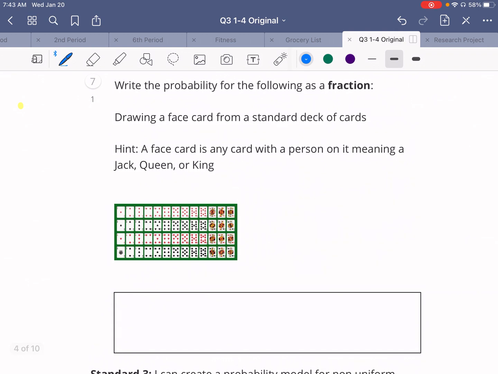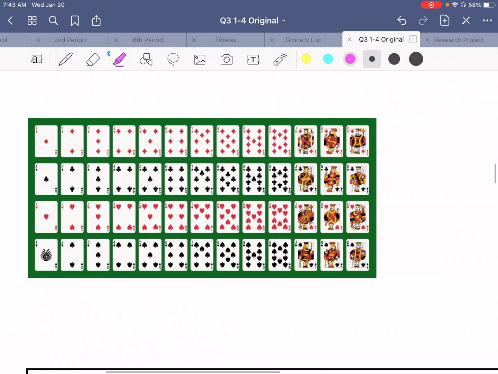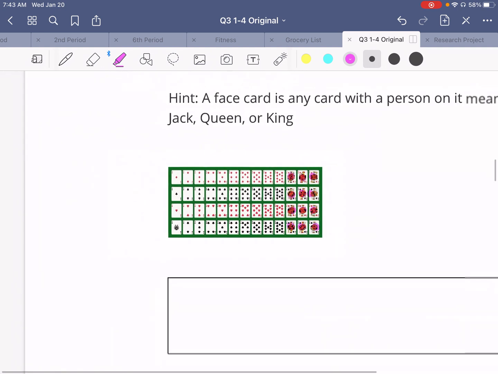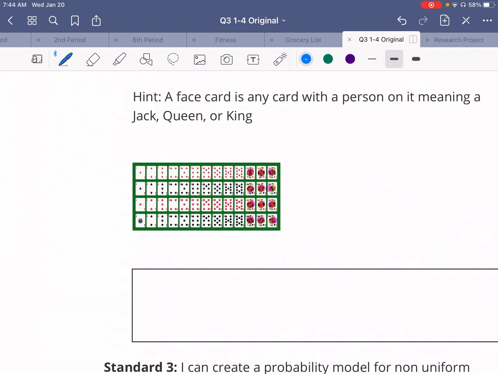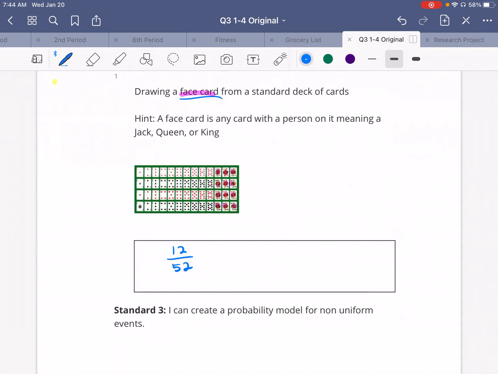All right, write the probability for the following as a fraction. So drawing a face card. And a face card, like this. These are cards with faces, so let's just count them up. 1, 2, 3, 4, 5, 6, 7, 8, 9, 10, 11, 12 face cards. 12 desired outcomes over 52 total outcomes because there are 52 cards in the deck. So 12 over 52.